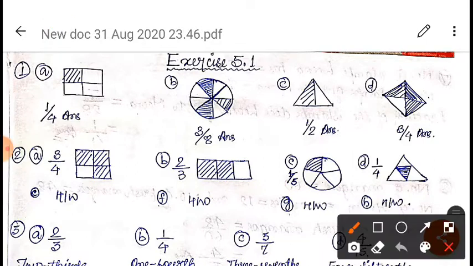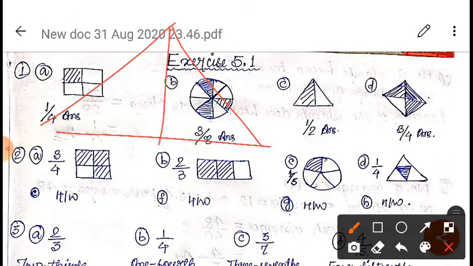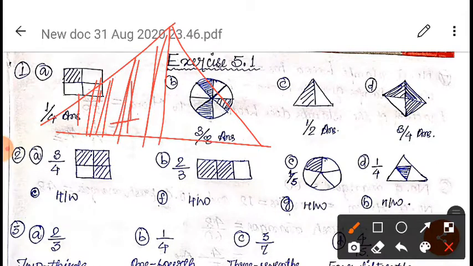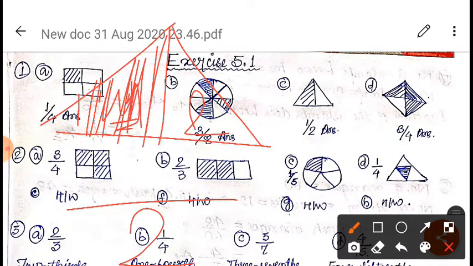Now in question number c, they have made a triangle like this, and this triangle is divided into two equal parts, and they have shaded one of the parts. So how many parts are there? To write a fraction, we have to count the number of parts, 1 or 2. So in the denominator we will write 2, and how many parts are shaded? Only one part, so we will write here 1 by 2. I hope you have understood this.